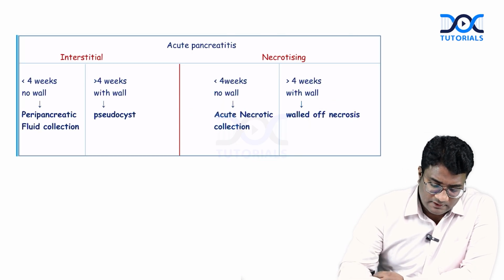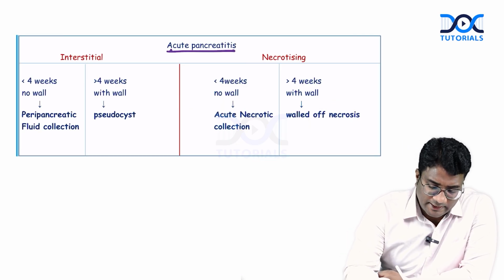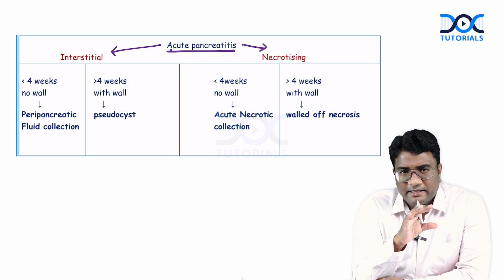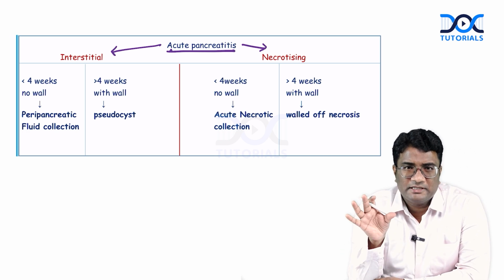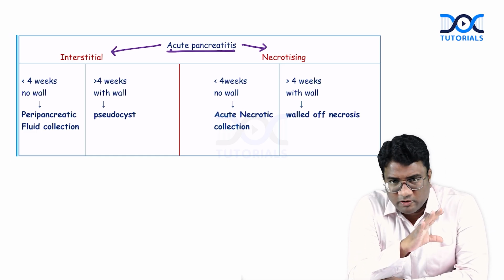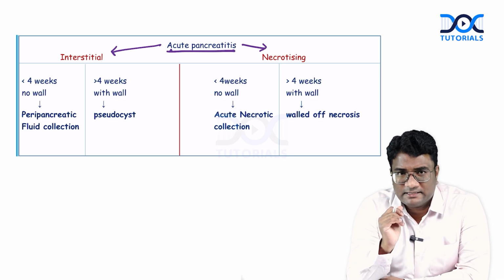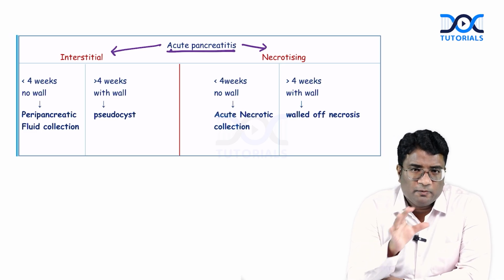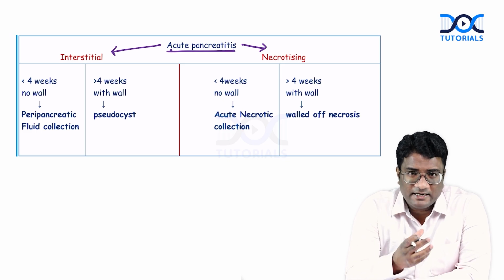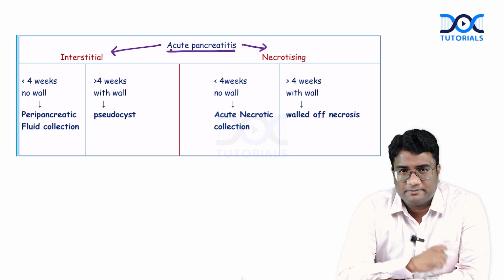So, the names of these collections around the pancreas after acute pancreatitis depend on whether it is interstitial pancreatitis or necrotizing pancreatitis. An interstitial pancreatitis would have a uniform homogeneous inflammation of the pancreas, without any necrosis in between, without any non-enhancing areas in between. That is interstitial. Whereas necrotizing will be a more virulent type of pancreatitis where you have some enhancing and non-enhancing, some dead necrotic material within the inflamed pancreas. That is necrotizing pancreatitis.